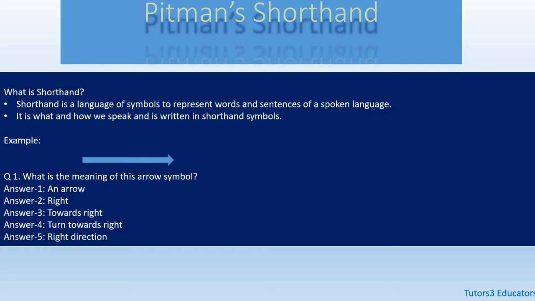And what is the meaning of this arrow symbol? Answer number 1 is an arrow. Answer number 2 is right. Answer number 3 is towards right. Answer number 4 may be turn towards right. Answer number 5 may be right direction. So these are the words we speak when we see this arrow symbol, right?